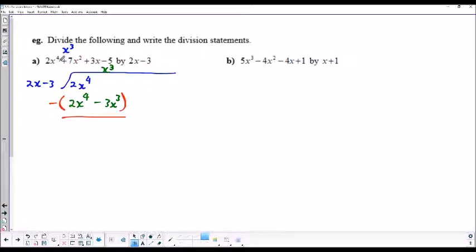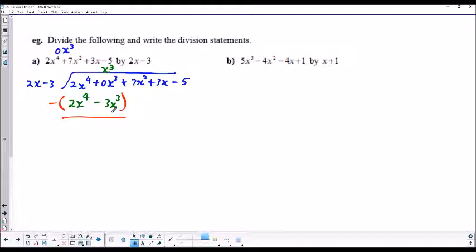If it's not there, it's got to be 0x cubed. So I need to write in a 0x cubed in order to perform this. And then I just continue with the 7x squared plus 3x minus 5. Okay, so we have to go down in descending powers of x without skipping any powers.